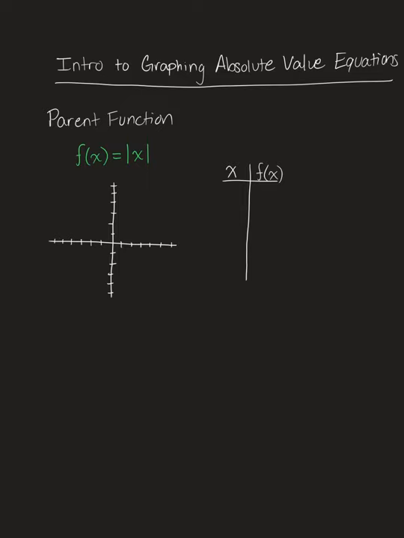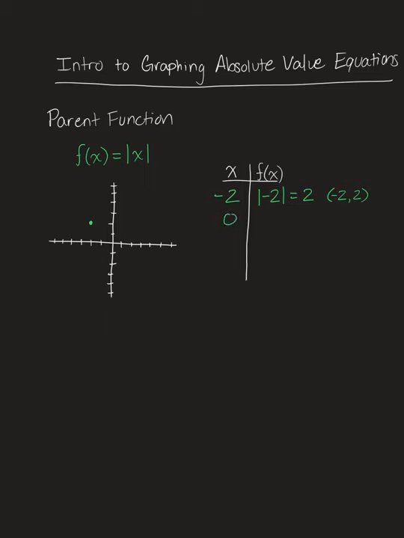Okay, so if I just start plugging in some random numbers into this table, so let's plug in -2. What I'm going to do is I'm going to plug in -2 for x in the equation. Well, the absolute value of -2 is +2. So that means that my coordinate point is -2, 2. So over here on my graph at -2, 2, I have a coordinate point. Okay? And I can do this a few more times.